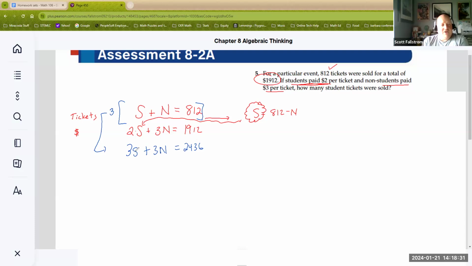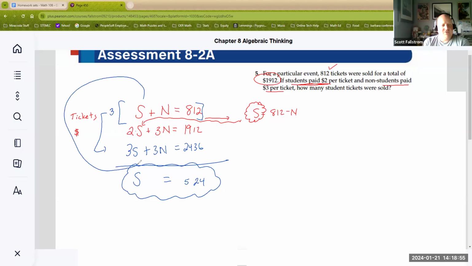Okay. And now you could subtract these. I could subtract in either direction. I'll do the blue minus the red. So 3S minus 2S is 1S. 3N minus 2N is 0. And 2436 minus 1912 becomes 524. So this tells me that I sold 524 student tickets. I can put that back into the top one and figure out how many non-student tickets I must have sold.